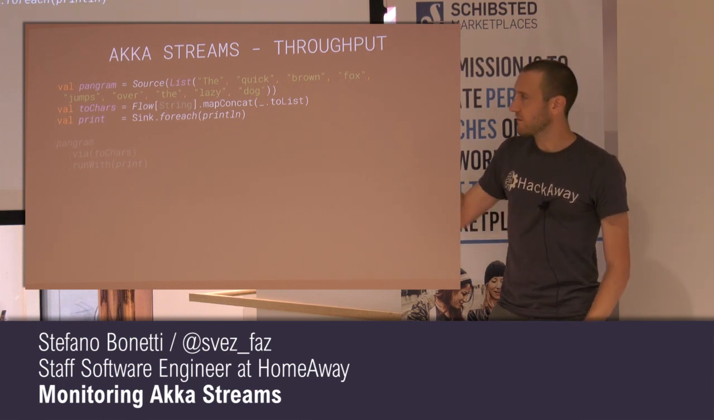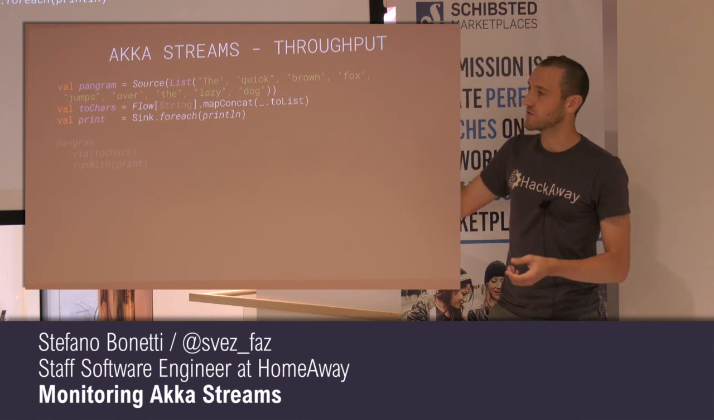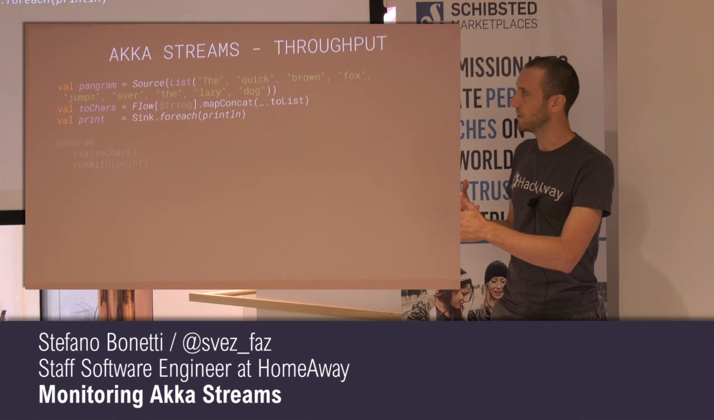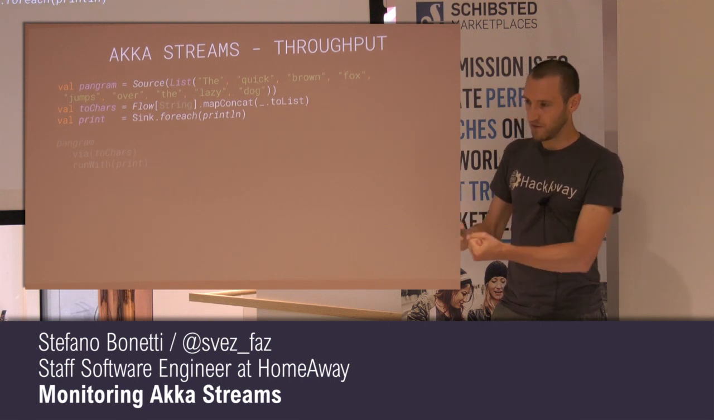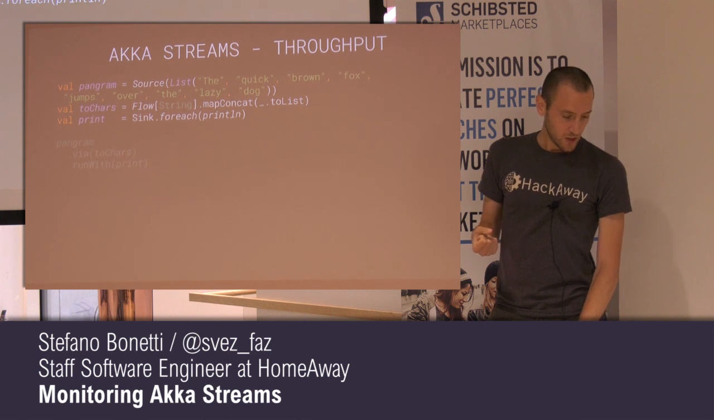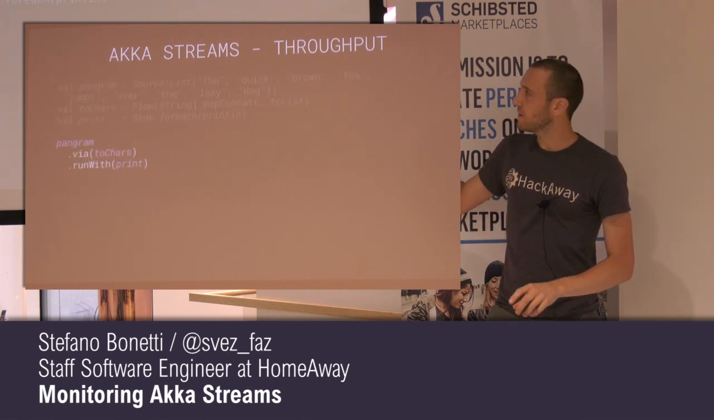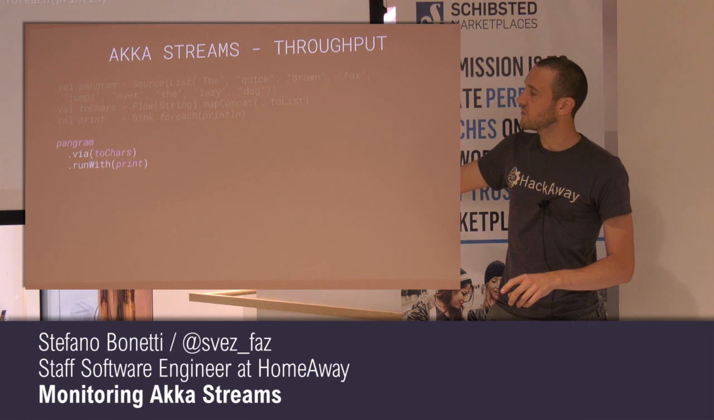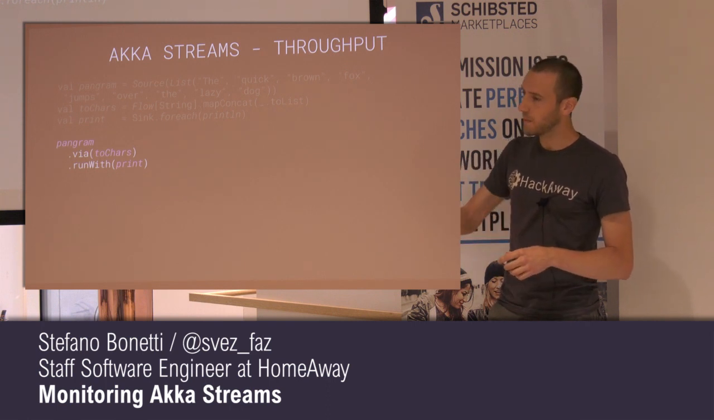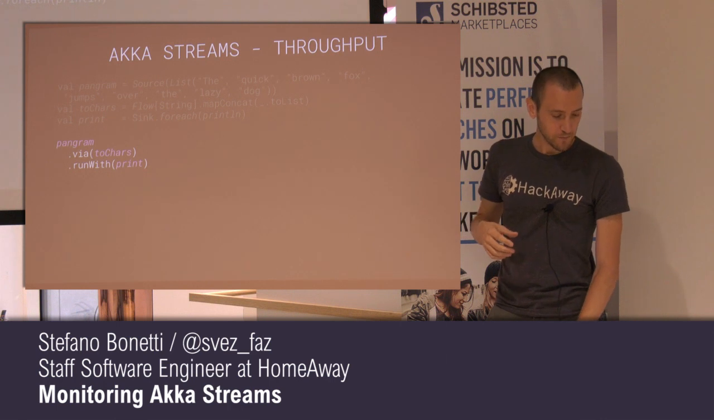So this is a very, very trivial example, but it's already an example where you have different throughputs at different points of your pipeline, right? Before the map_concat and after the map_concat. So then, you can just concatenate these things using the Akka Streams DSL and run the pipeline. This will just start pumping the strings through the pipeline, right?